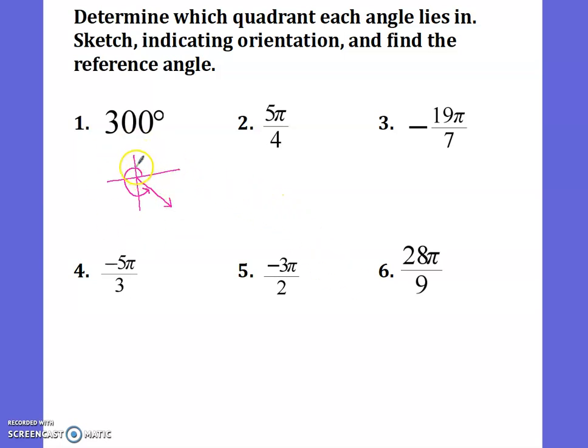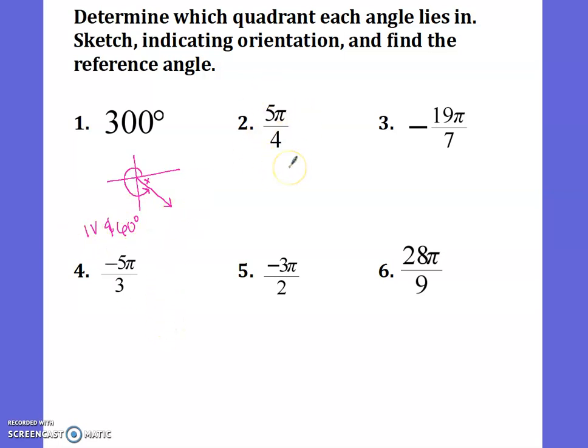So this little arrow showing me which way I rotated, that's the orientation. This little angle right here is called the reference angle. So it's how far this angle is from the x-axis. Well, that reference angle would be 60 degrees. This is 60 degrees short of 360. It's always the difference between the two. So this is 360, this is 300. 360 minus 300 gives us a 60-degree reference angle. So we've got the quadrant, which is 4, the sketch, the orientation, and the reference angle.